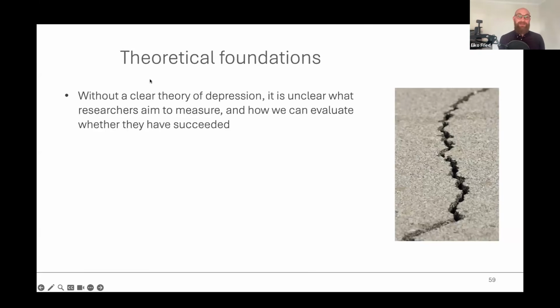Now, for the theoretical foundations, this is such a kind of silly, easy sentence to write, but for me, it really changed how I think about measurement. This is from the paper. Without a clear theory of depression, it is unclear what researchers aim to measure and how we can evaluate whether they have succeeded. I think this goes back to the question somebody asked before. Aiko, what scale would you recommend I use? Well, what is depression for you? Because only when you tell me what depression is, what you think depression is, can I then look at a measure and evaluate whether you have succeeded in applying this measure to assess your construct.